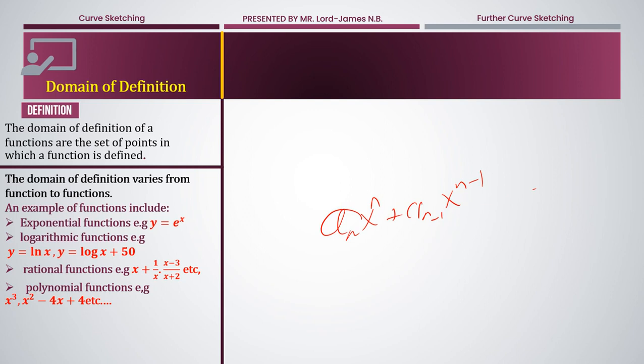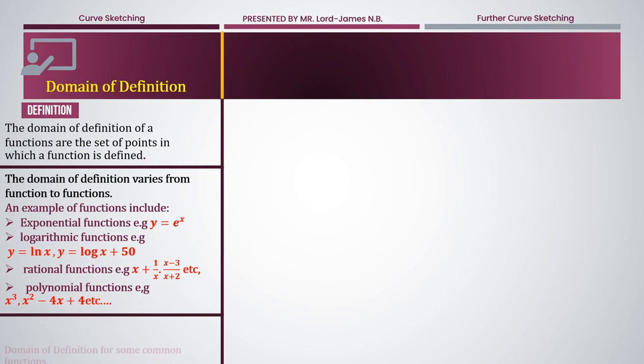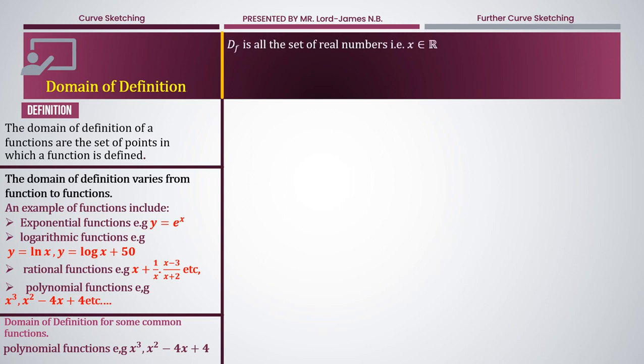So we have several types of functions in general, and all those functions have their respective domains. So the domain of definition of some common functions. Let's begin with the case of polynomial functions. In the case of polynomial functions like x cubed, x squared minus 4x plus 4, in other words, quadratics, their domain is simply the set of real numbers. So it is defined for all points.